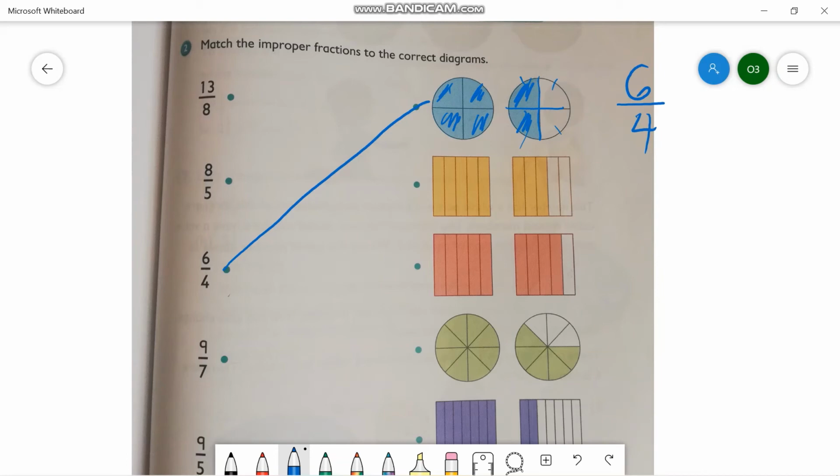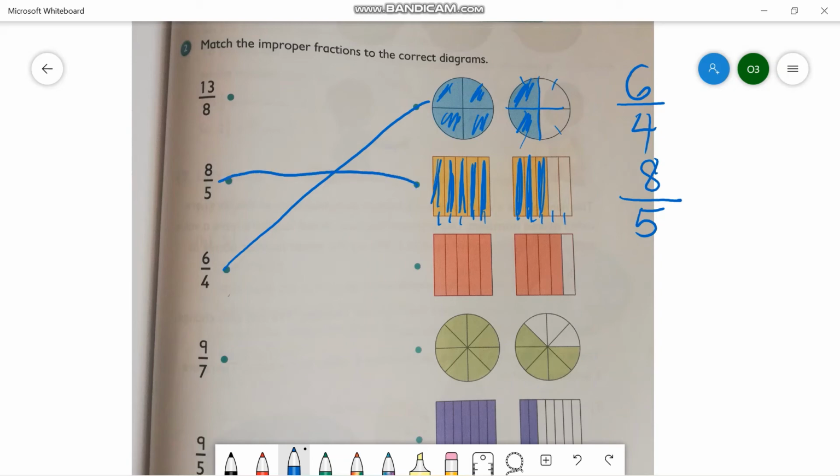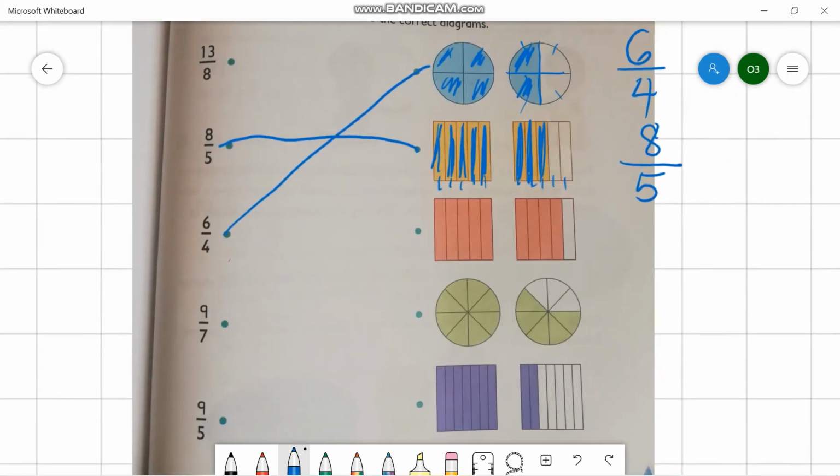Now let's go to the next one. So let's count again the number of parts in each fraction. So we have 1, 2, 3, 4, 5. So each fraction is divided into 5 parts. So that is our denominator. So how many are the colored parts? Let's count 1, 2, 3, 4, 5, 6, 7, and 8. So our fraction is 8/5. So it's here. Right? Okay, now do the same with the rest of the fractions.